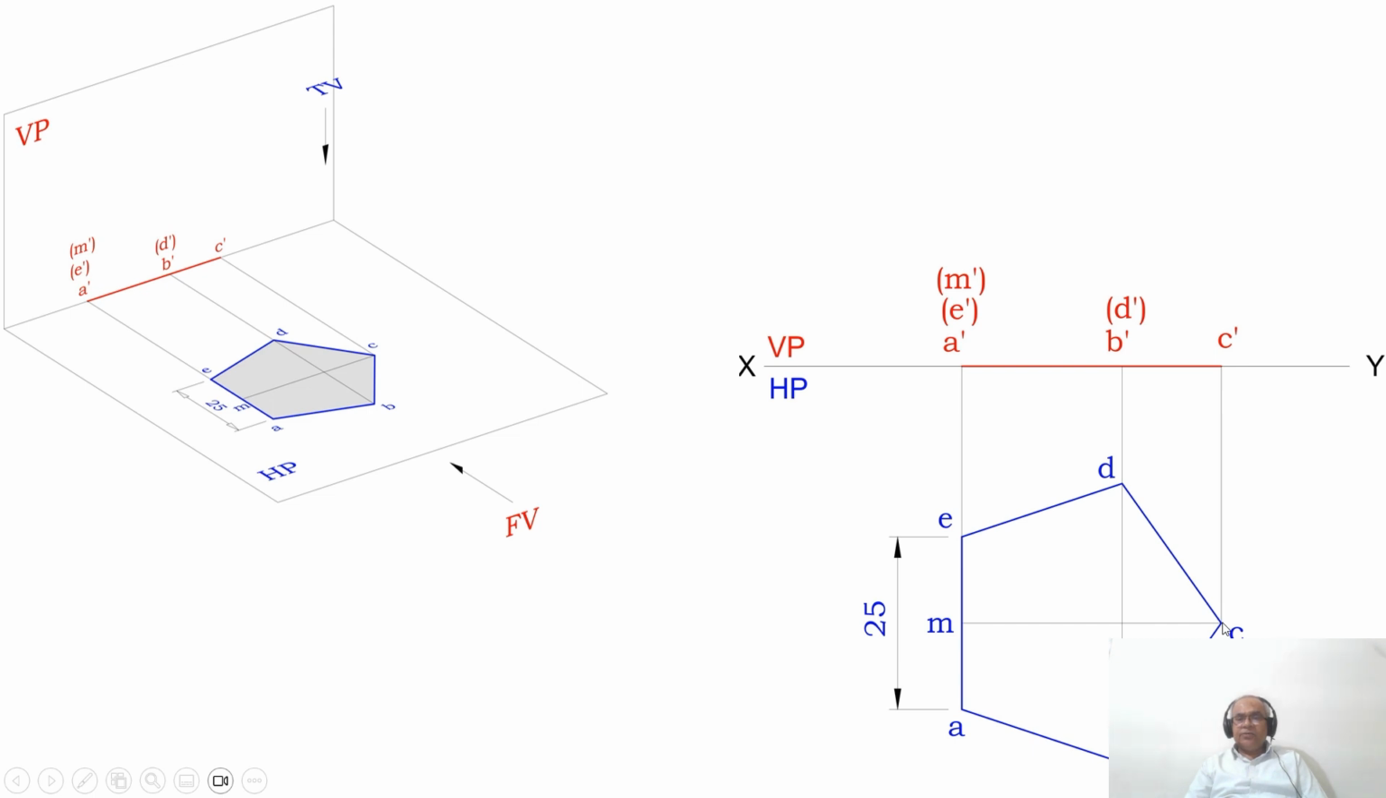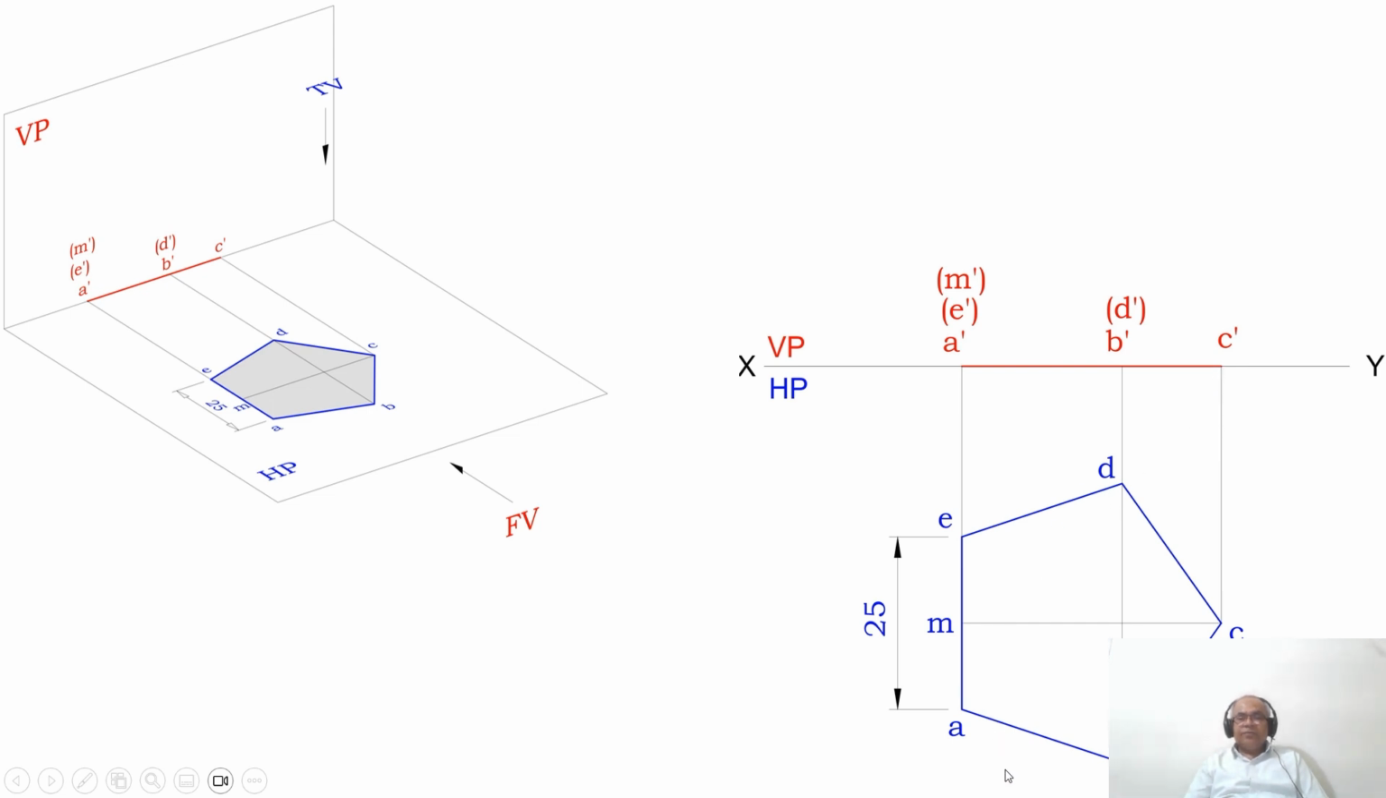Then from C, you draw a horizontal line which is perpendicular to EE, which will automatically become the midpoint of EE. Then you mark that point as M. Then from A, E and M, draw a vertical projector to the XY line. Similarly, from B and D, you draw a vertical projector to the XY line, and also from C, you draw a vertical projector to the XY line.